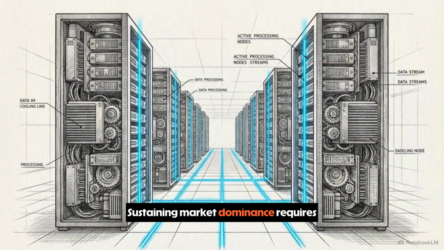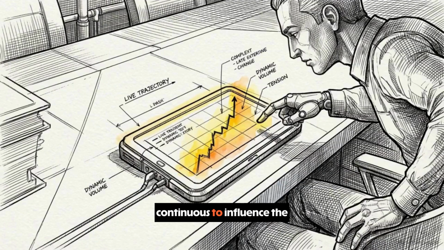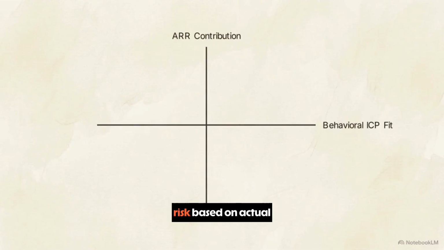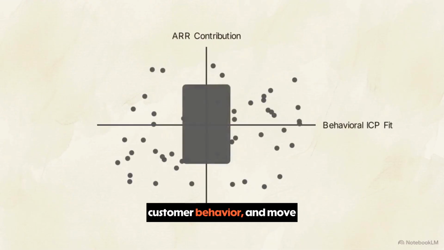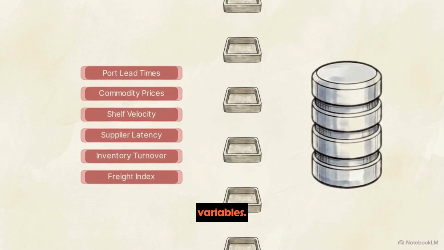Sustaining market dominance requires a governed operational metabolism. Reports that arrive months after a sales cycle closes only provide a historical view. True intelligence must be continuous to influence the decisions your team is making right now. Start by auditing your CRM portfolio immediately. Map your true concentration risk based on actual customer behavior, and move away from aspirational targets that don't reflect your best accounts. Strip your market tracking down to a maximum of 6 pure operational variables.